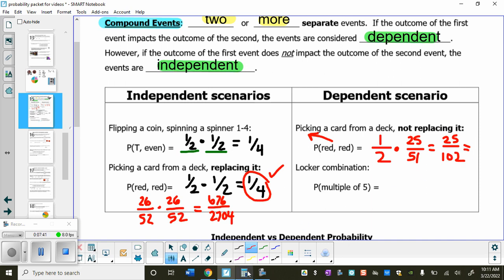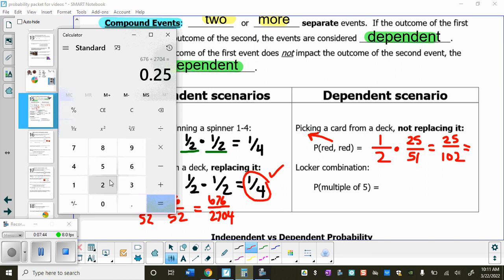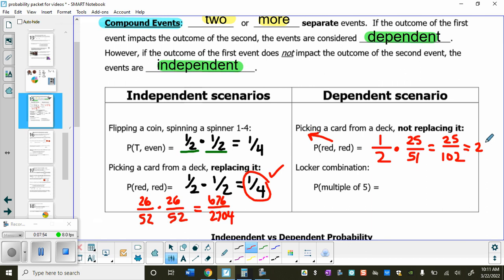And I can just put it in a calculator to kind of compare real quick that if we don't replace, it doesn't jump by much, but it drops down to a 24.5%. It drops down a little bit only because there's one less red card. So that makes sense. There's one less red card, so our chances aren't as good as if we had kept that card in there. And again, you could see 24.5%. It's basically 25%, so the math here, it's very similar. But yeah, it's slightly less here than it would have been.